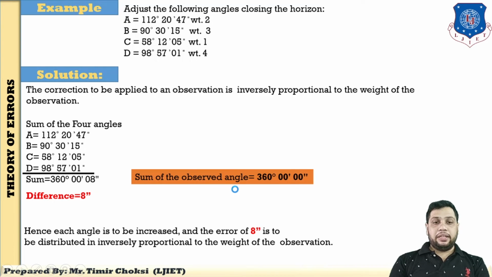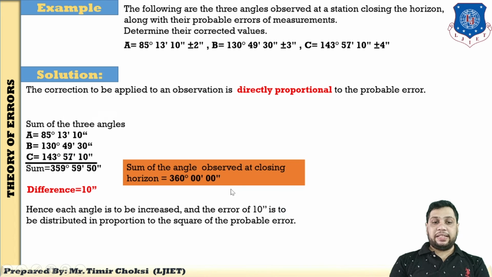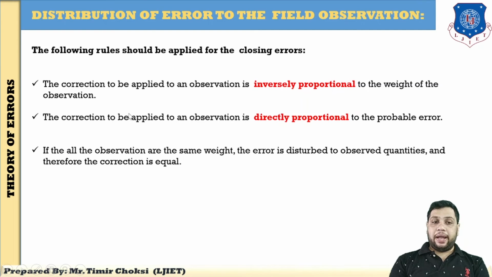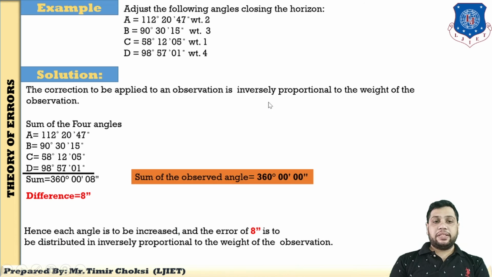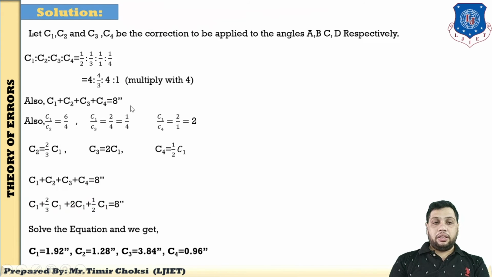Why this rule? Because here weight is given. So rule number 1 is applied: the correction to be applied to an observation is inversely proportional to the weight of the observation. So here corrections C1, C2, C3 and C4, as I have already explained in the previous example, are assumed to be the corrections to angles A, B, C and D respectively.